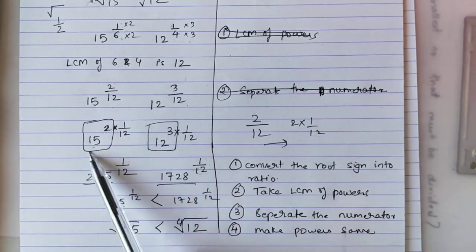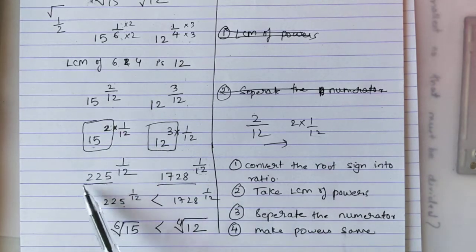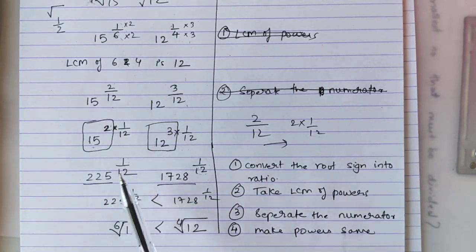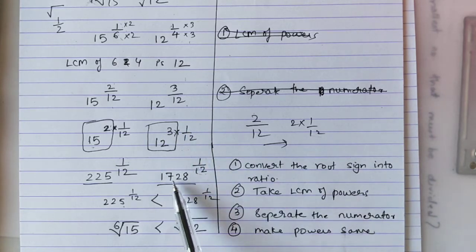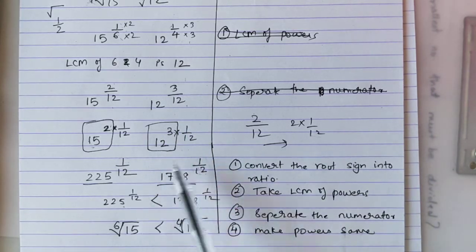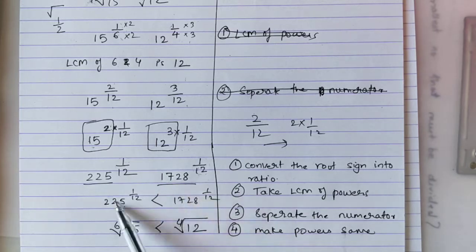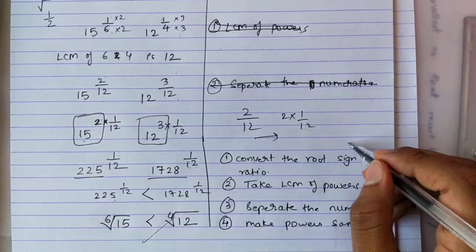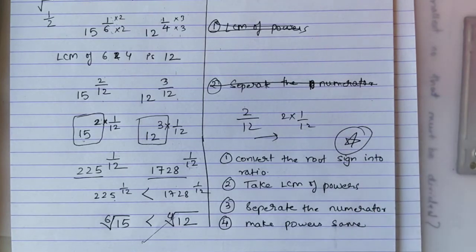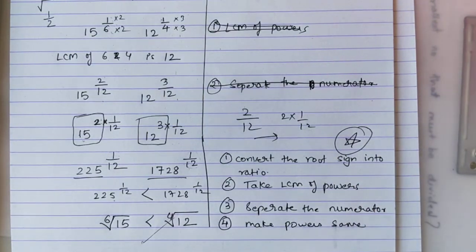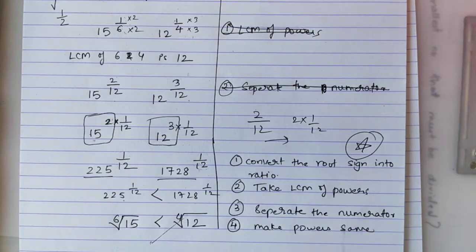Powers same means calculate this value, 15 square. 15 square became 225 raised to 1 upon 12. 12 cube became 1728 raised to 1 upon 12. So powers are same now. Now easily compare which is bigger. This is my answer. Okay. Copy this statements, copy this sum quickly.